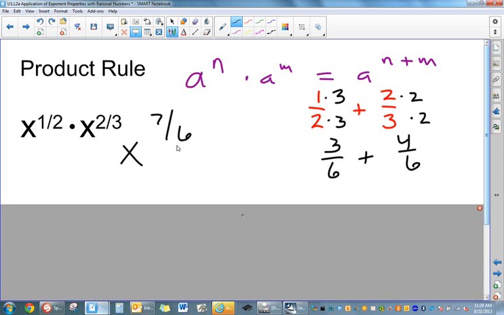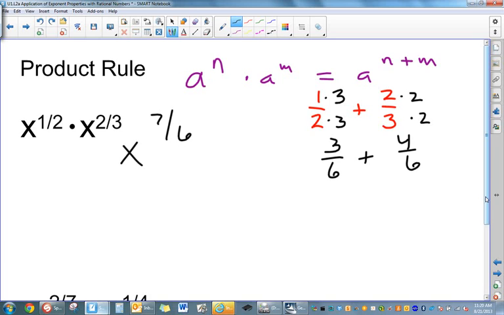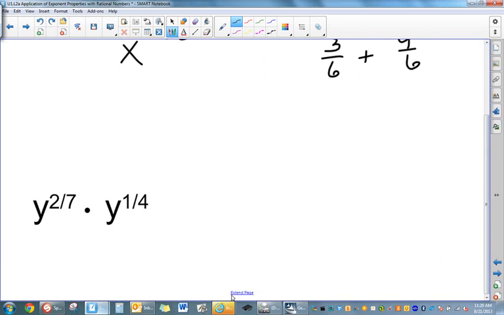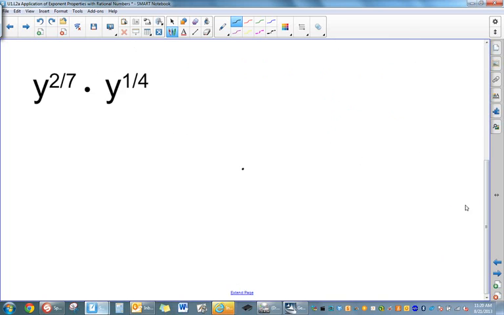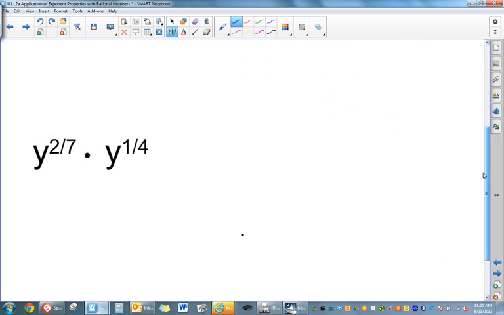So go ahead and take a moment and take a look at this second problem that I'd like you and your partner to do. Y to the 2/7 times y to the 1/4. Go ahead and simplify that. Once again, you're just adding fractions.